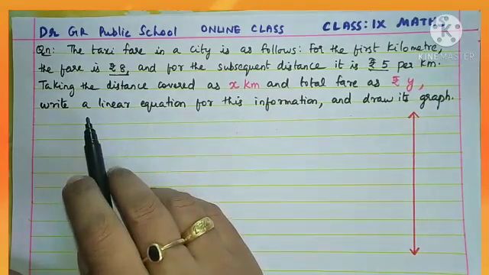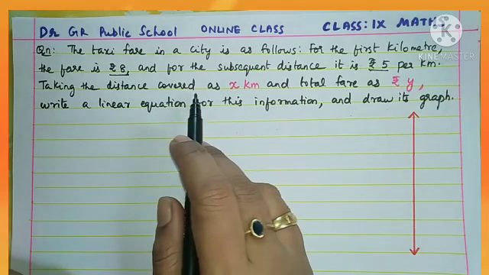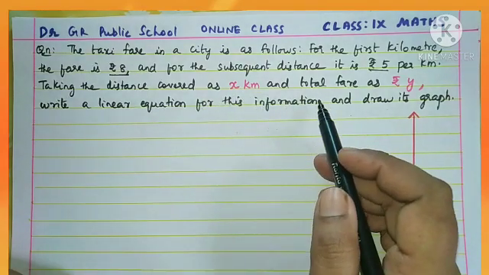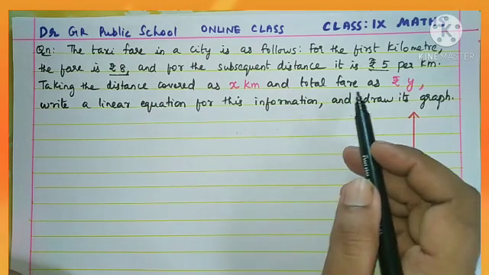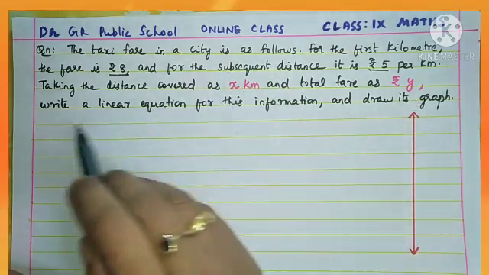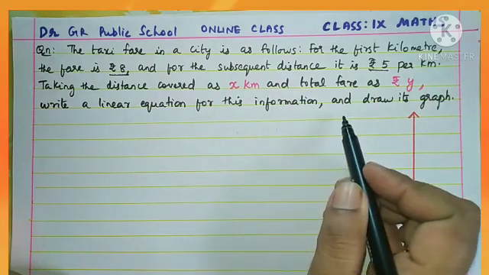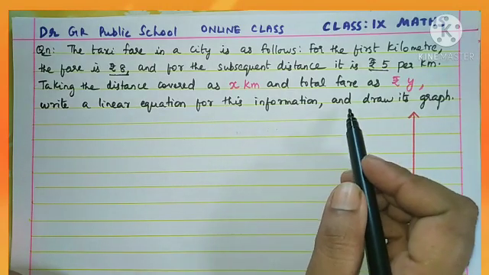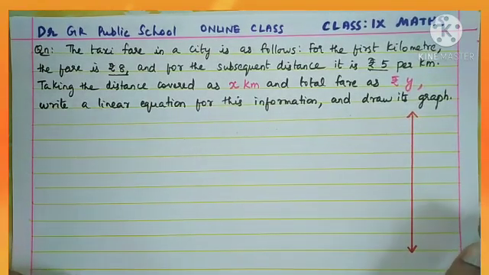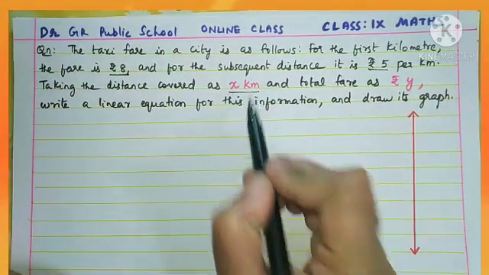Like that, 5 rupees increases for every kilometer. Understood? Now, in the question it is given that we take the full distance as x kilometer, and the total rupees we paid is taken as y rupee. Using this information, we want to write a linear equation and also draw its graph. Understood? So, how many kilometers are we going to travel? x kilometers.